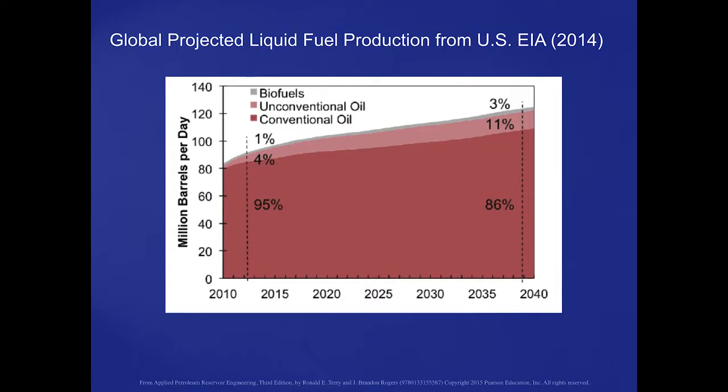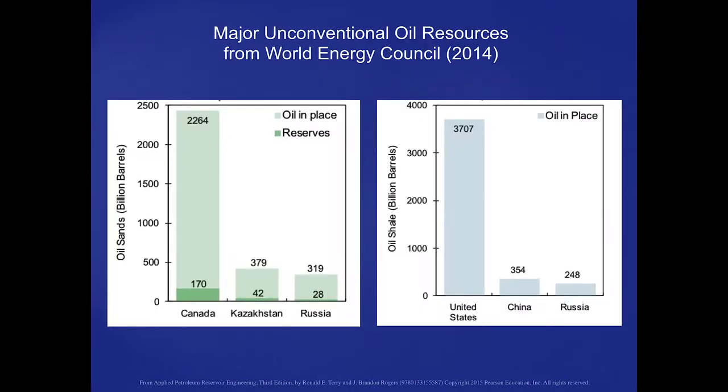Here's a global projected liquid fuel production from a U.S. survey that was published in 2014. And you can see that it's predominantly conventional oil, but you can see that the use of unconventional oil and biofuels is increasing as well over the next 30 years. Here is a slide showing the major unconventional oil resources from World Energy Council in 2014.